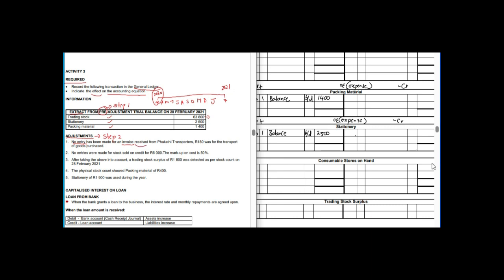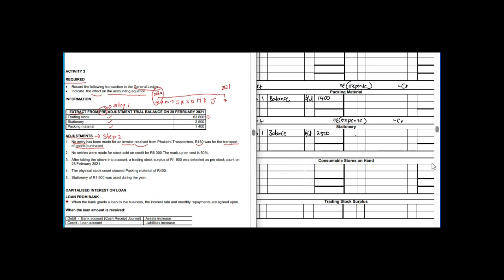Invoice received, meaning we got an invoice from another company or another supplier, meaning that we were buying something on credit. So it was received from Pagati Transporters, 180, for the transport of what? Goods purchased, meaning it's what we purchased, goods and services, then it's our trading stock. It needs to be treated as trading stock. And then we are going to record this transaction.